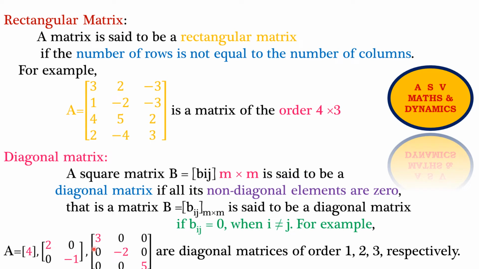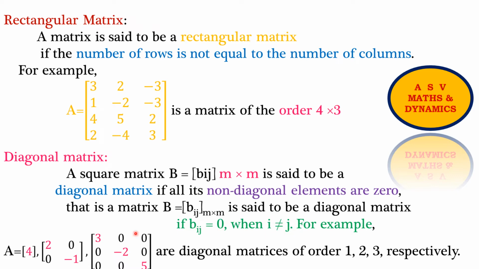3 matrices. Now to describe the diagonal matrix, look at the diagonal elements: only the diagonal elements are non-zero, and the other elements are 0. The non-diagonal elements, meaning the other elements, are 0, while the diagonal elements are non-zero. Here they have given b_ij is equal to 0 when i does not equal j. This is the meaning of other elements.